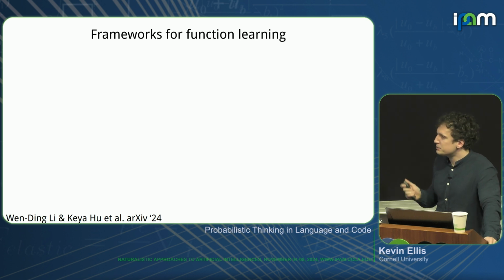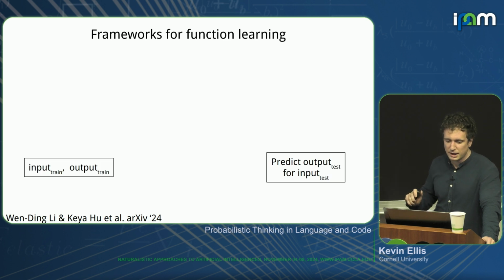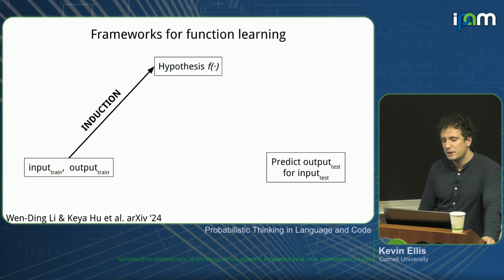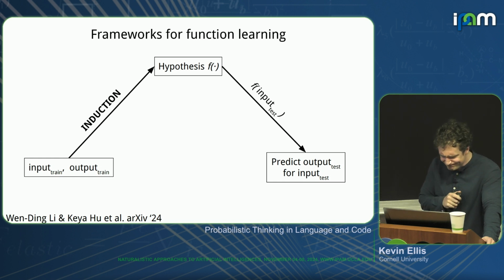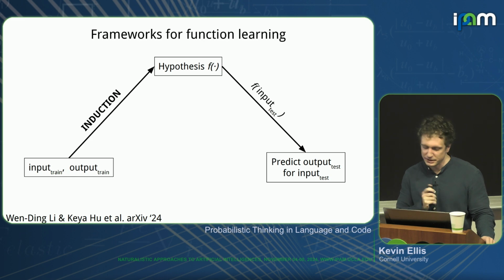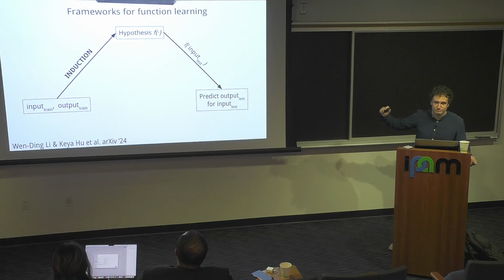The way that we would solve this, using the stuff that we talked about earlier, is you would have your training inputs and outputs, and you want to predict your test output for your test inputs. You would do this by doing program induction. You conjecture some hypothesis, a function f, and then you execute that on the test inputs to make your prediction. I'm going to call this pathway induction.